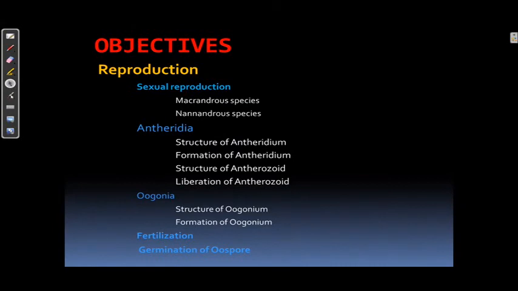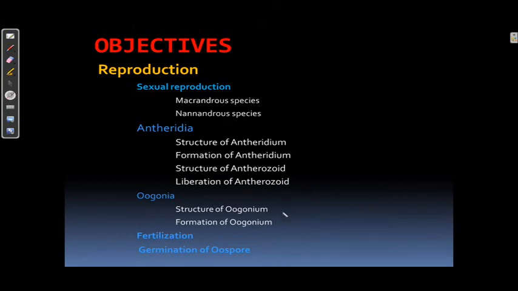This lecture has the following objectives. Depending upon the distribution of sex organs, the species of Oedogonium are divided into two categories, macrandrous species and nannandrous species. Then you will know about the structure and formation of antheridium, which is the male gametangium that produces male gamete called antherozoid. What is the structure and how the antherozoids are liberated.